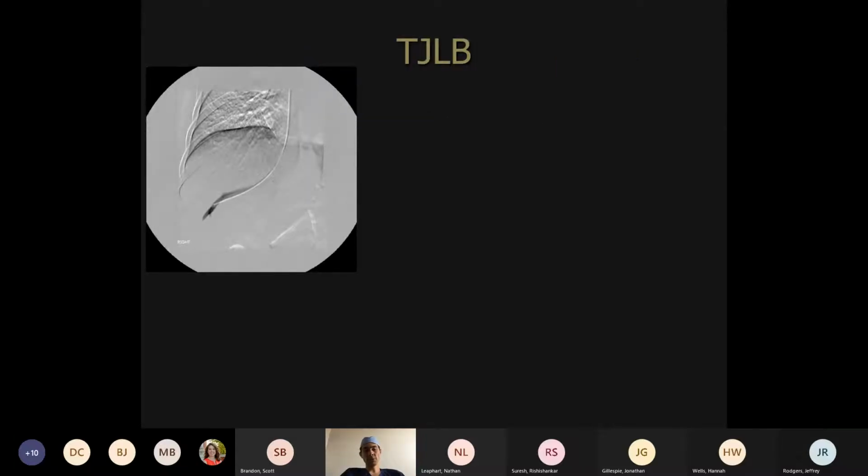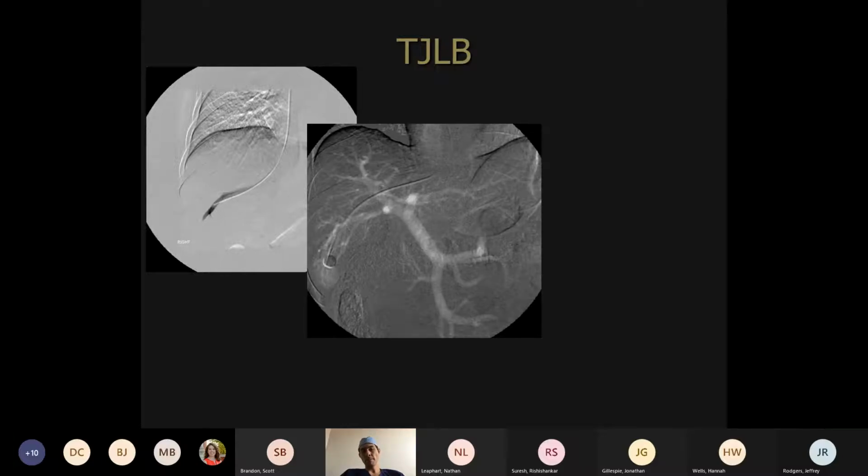So this is another type of procedure. It's called transjugular liver biopsy. A lot of things that we do in the liver. Sometimes a patient cannot have a percutaneous biopsy because of coagulopathy or because of some other contraindications. But we can do this type of procedure where we get a sample from the liver coming from the jugular vein. So we access the neck and come down through the heart into the liver. We can measure pressure to see how bad the portal hypertension is.